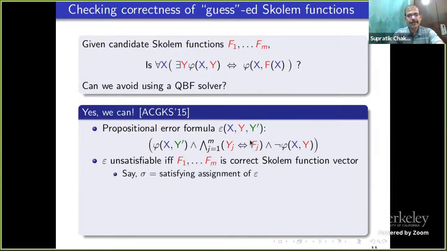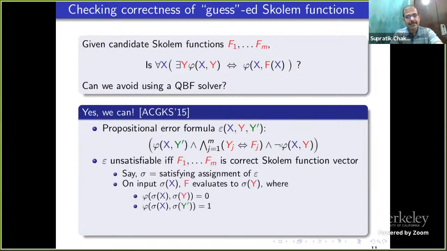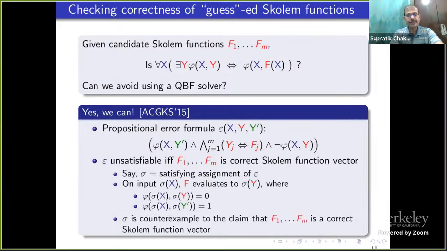And if it is satisfiable, it gives you a satisfying assignment, which serves as a counterexample to the claim that the Skolem functions you guessed are correct.